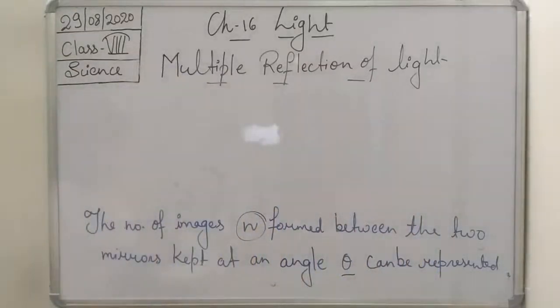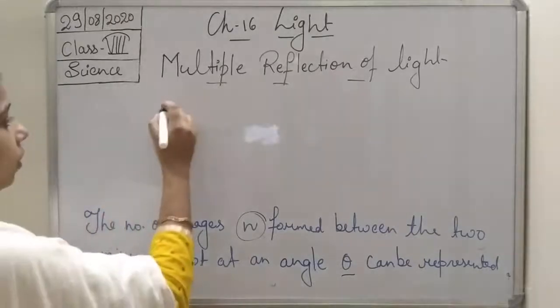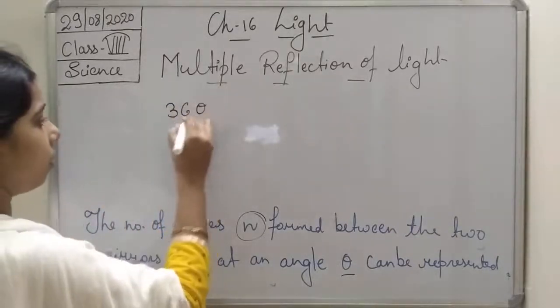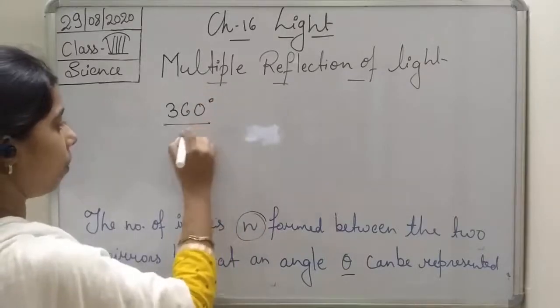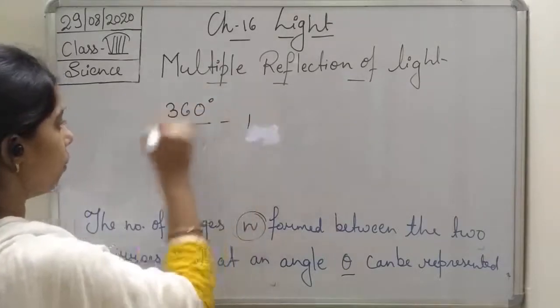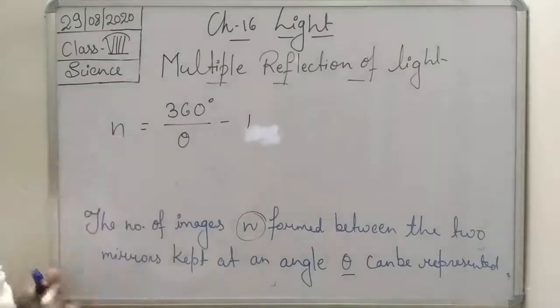360 degree upon theta minus 1. This is what? This is the m.